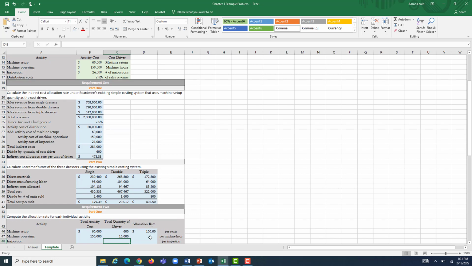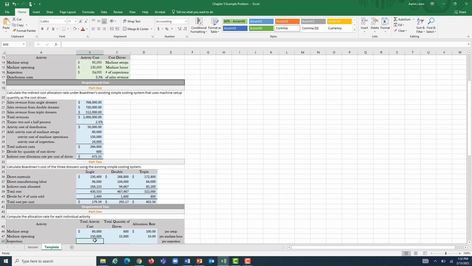Rate is always budgeted cost divided by budgeted quantity of the driver, which means with this information, we've determined that our allocation rate for all of the costs that we're going to incur because of machine operations should be $10 per every machine hour a model takes.